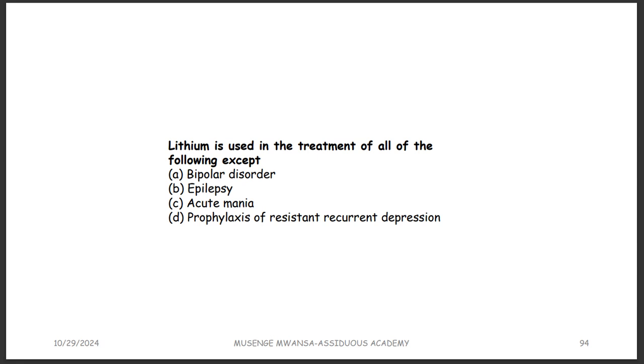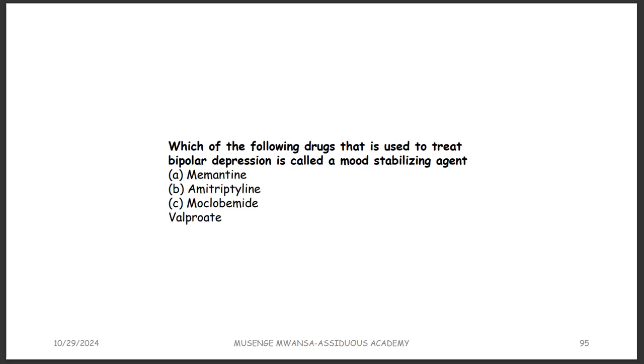How about this one? Thank you. I also go for the same, because this drug is used for the treatment of bipolar disorder, the manic episode, the depressive episode, and also maintenance, and also for major depressive disorder, treatment of resistant depression, and also as augment therapy with other drugs.